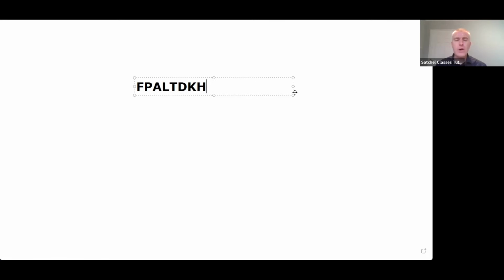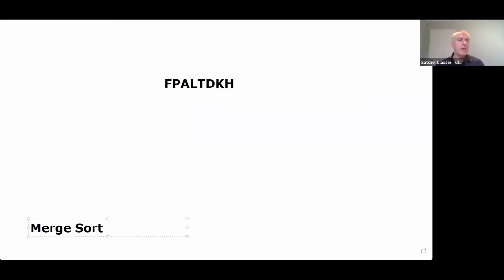And the method we're going to use in this case is called a merge sort. What a merge sort does is split that list in half, and it sends half this way and half that way. So we have, excuse my handwriting, F, P, A, L on this side, and we have T, D, K, H on that side. We then repeat the process of splitting them in half until we're left with pairs.